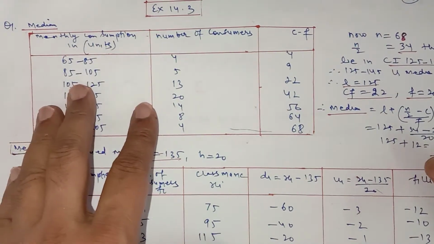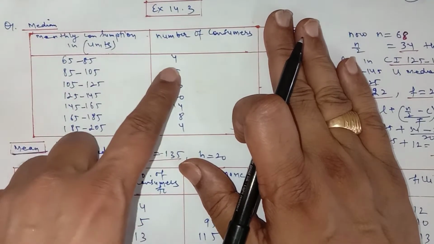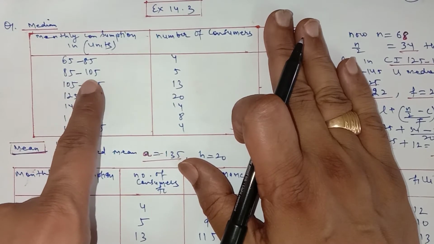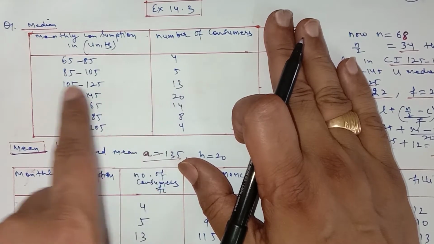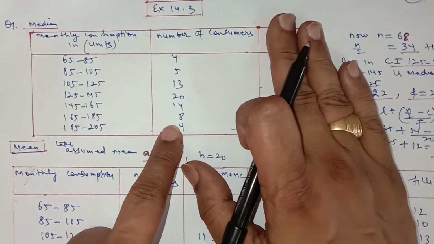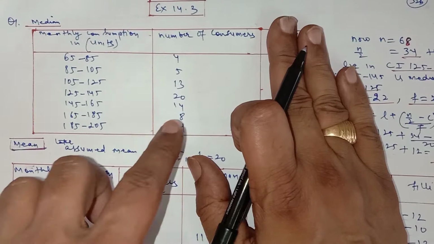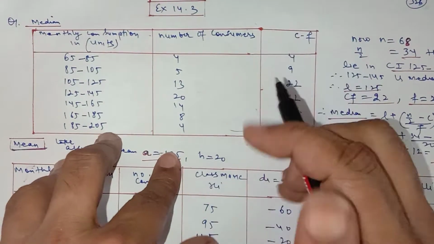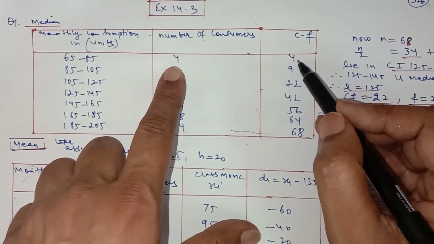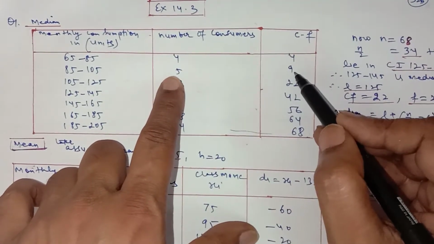So to find the median, first of all, this data is given: 65 to 85 consumption units, the number of consumers is 4. If the monthly consumption is 85 to 105, the number of consumers is 5. 105 to 125, the number of consumers is 13, and so on. So first of all, we have to find the cumulative frequency table. Now how do you find the cumulative frequency? You know it. First of all, you put the first frequency as it is, that is 4. Then you add this to this, you will get 9.